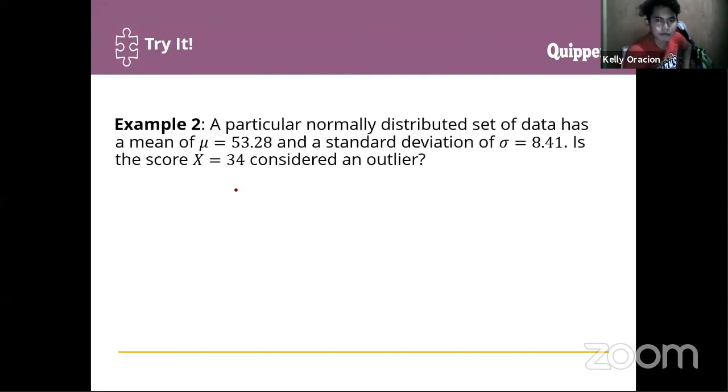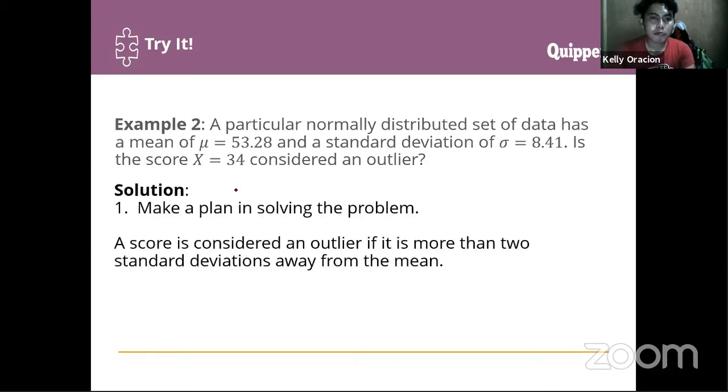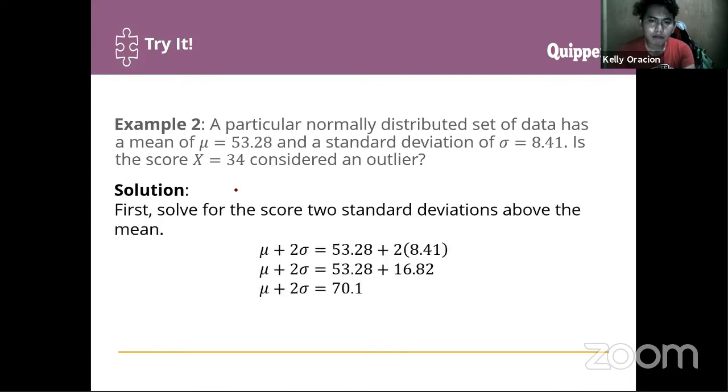Okay, next. A particular normally distributed set of data has a mean of 53.28 and a standard deviation of 8.41. The question is: is 34 an outlier or not? If it is an outlier, it is 2 standard deviations away from the mean. But if it is an extreme outlier, it should be 3 standard deviations.